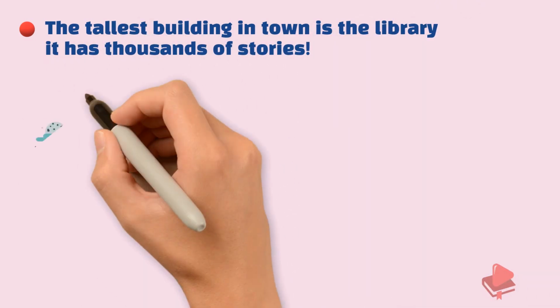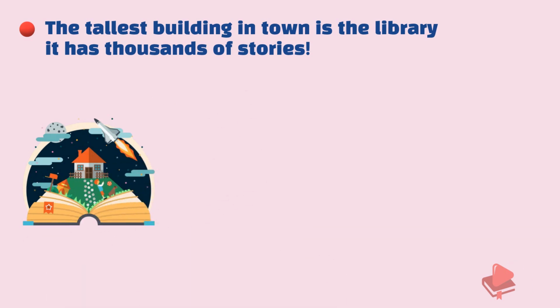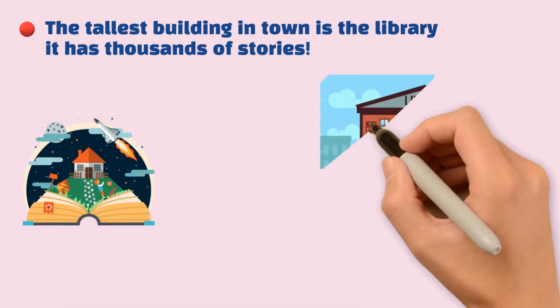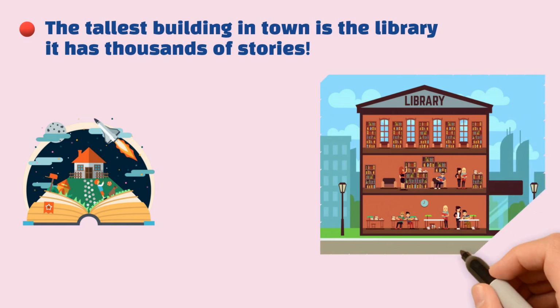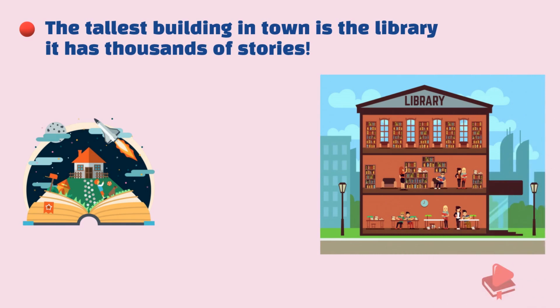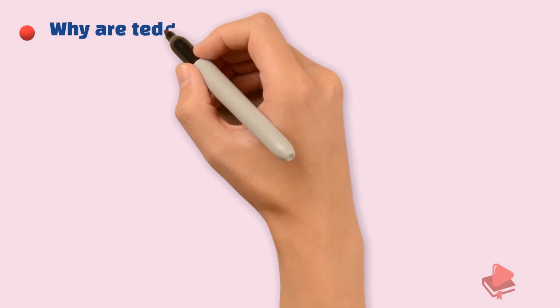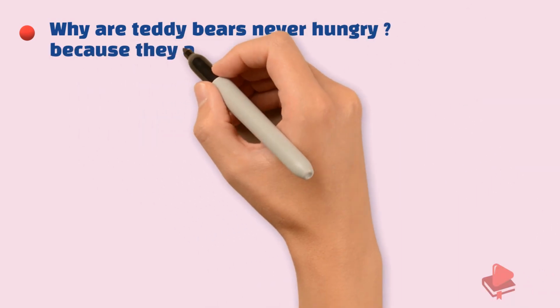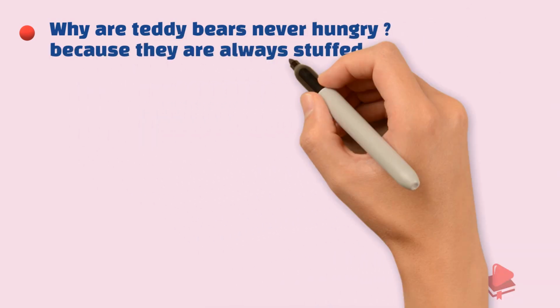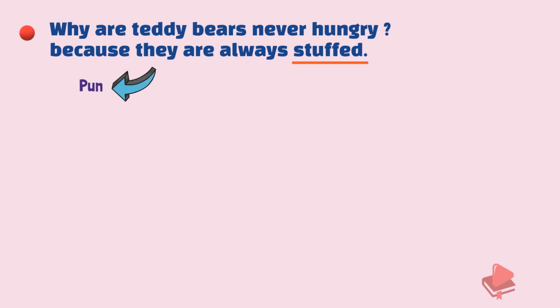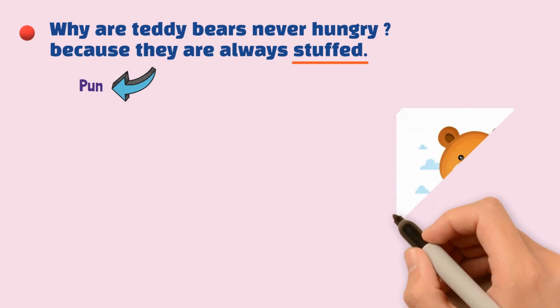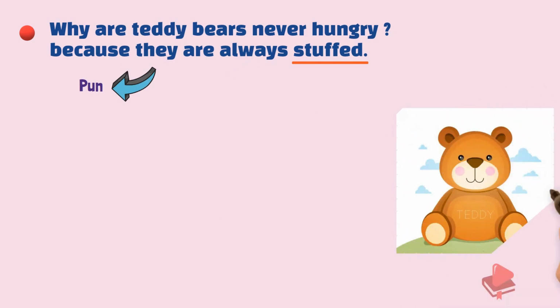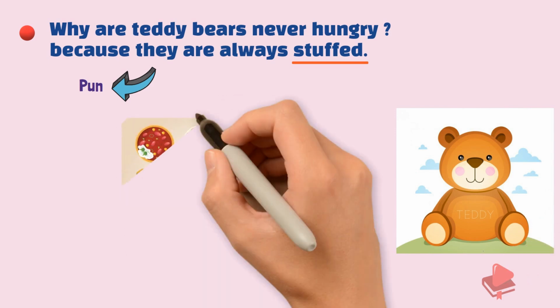Here in this sentence, it has two meanings. One meaning of stories is stories in books, and another meaning of stories is floors in a building. So, this sentence is a pun. Let's understand with one more example. Why are teddy bears never hungry? Because they are always stuffed. Stuffed here is the pun and it has two meanings: made of fabric stuffed with soft filling, and another meaning is having the cavity filled with a savory or sweet mixture.